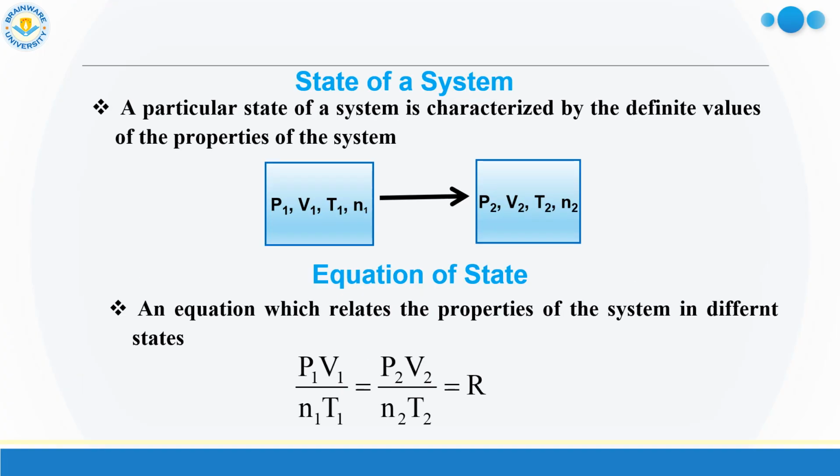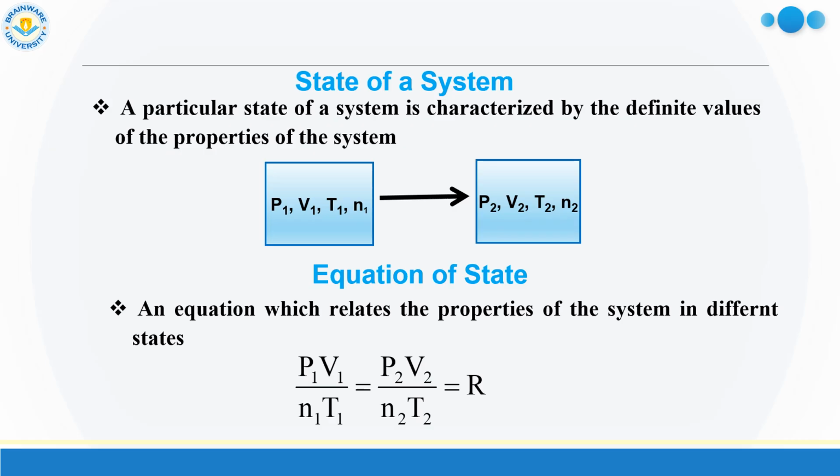Now, so what is a state of a system? A particular state of a system is characterized by the definite values of the properties of a system. Say for example, I have a gaseous system having pressure P1, volume V1, temperature T1 and number of moles N1, and I have another system where the pressure of the gas is P2, volume is V2, temperature T2 and number of moles is N2. So these two are different states of a particular system.